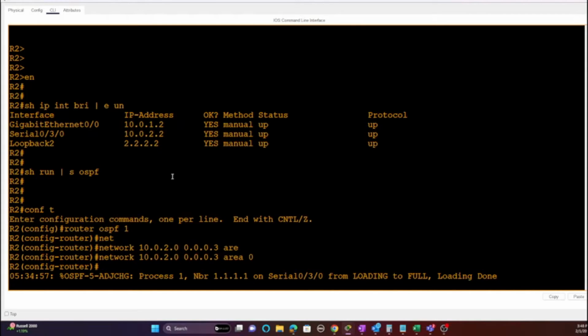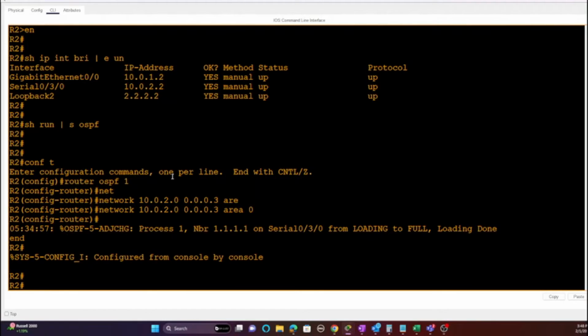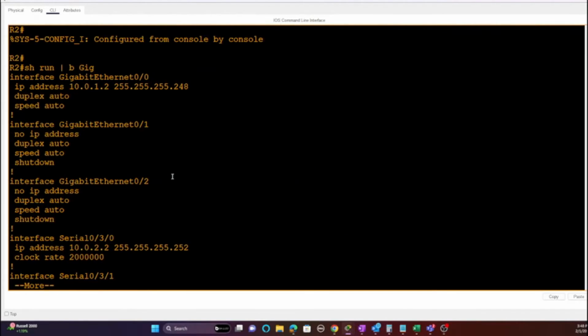So let's take a little closer look at that. If I do a show run section or begin gig, right? Look at gig 0/0. You see that 255.255.255.248? That's the subnet mask, which is /29, right? That's a different network than that 10.0.2. You see, this subnet mask is a /30 or 255.255.255.252.